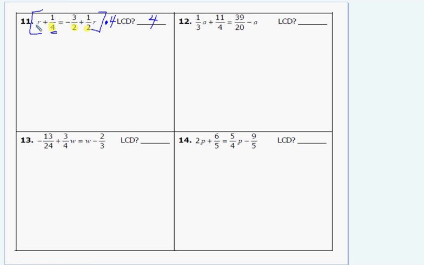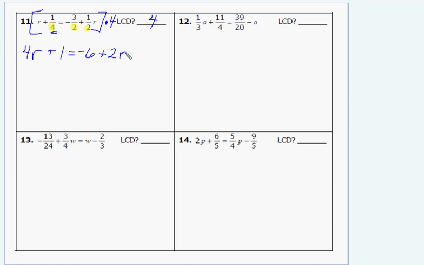So 4 times my r leaves me with 4r plus 4 times 1/4 leaves me with 1. This is equal to negative 3/2 times 4 gives me negative 6 plus 1/2 r times 4 leaves me with 2r. And again, I'm just taking those fractions, entering them into my calculator as fractions times that LCD.